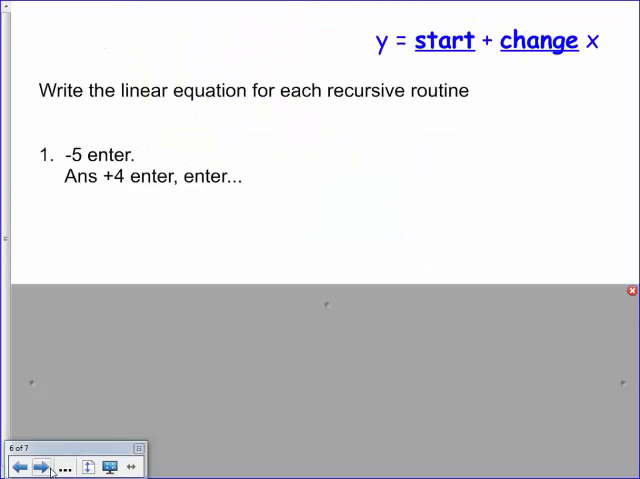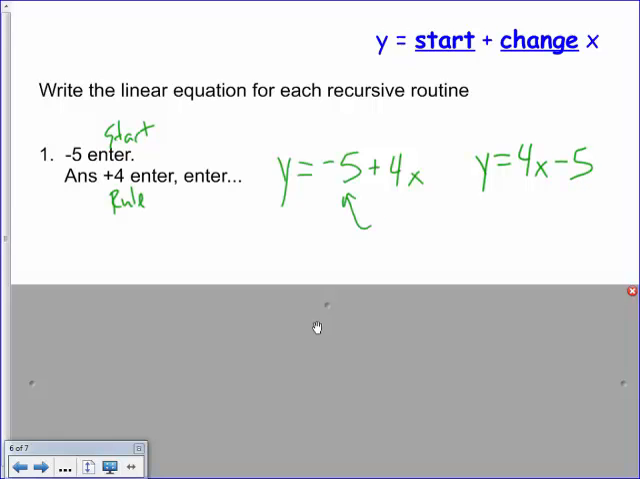What else can we do here? Well, we can use our recursion and write equations. We've already learned that, so let's just get a couple of easy, nice practices of this. Let's write a linear equation for each recursion. So here's our start at -5, and here's our rule, adding 4. So we'd say y equals start plus change times x, so plus the rule times x. Y equals -5 plus 4x. Or remember, we can always write it as 4x minus 5.